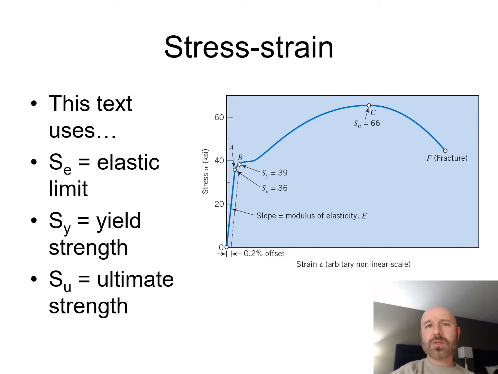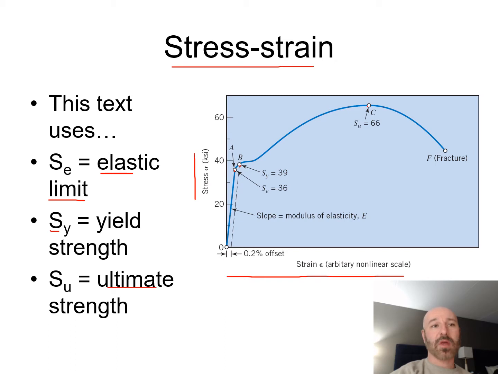Now, as a review from our previous lecture, we're going to take a look at our stress strain curve. We have a basic stress strain curve shown over here in our diagram. We have our strain on our x-axis and our stress up here on our y-axis. So we can see there is our S of E, where S of E is our elastic limit. Then we have our S of Y, or our yield strength. And then up here we have our S of U, or our ultimate strength. So this is just a quick refresher from what we discussed in Module 4.1.